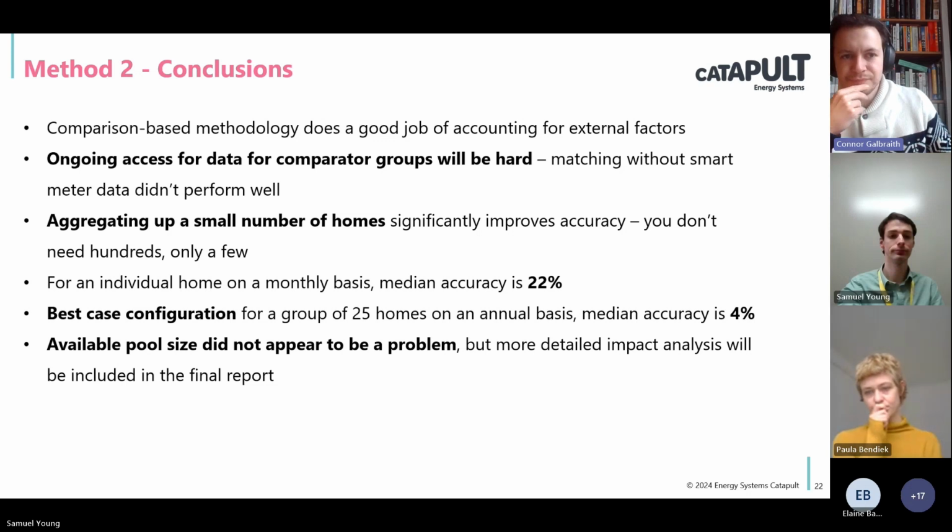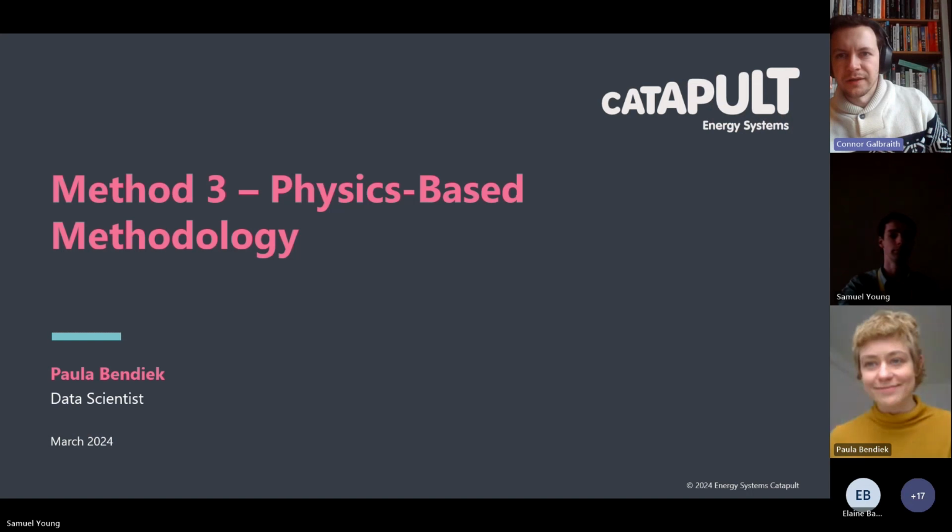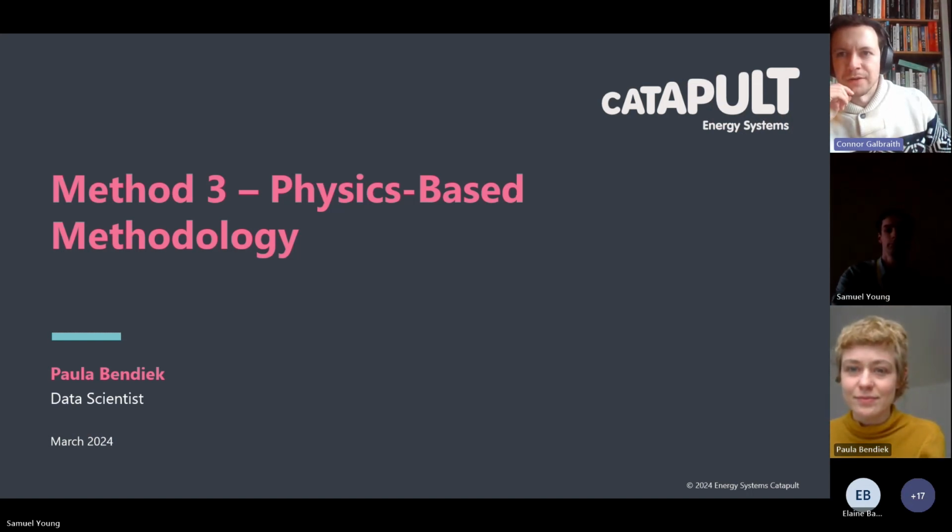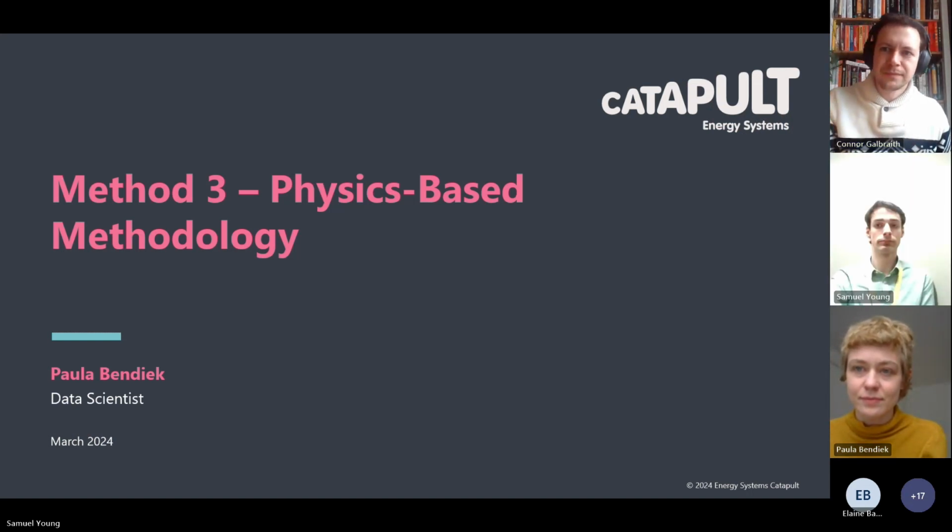worth of data. Now, one thing that the comparator methodology does not account for is when people get a retrofit, they save some money and realize, oh, we can turn our thermostat up a little bit now because we're saving some more money. And this is where comfort take-back comes in. And Paula is going to talk about how we try to account for that in our modeling.